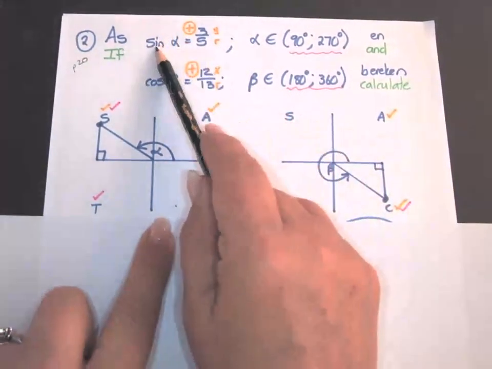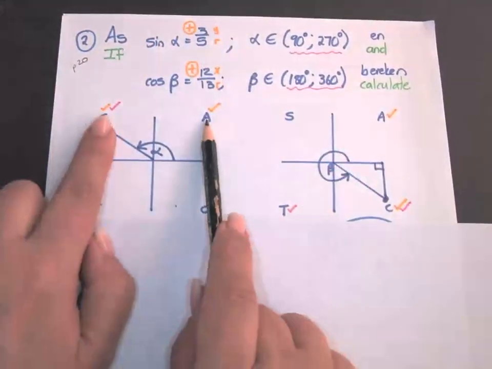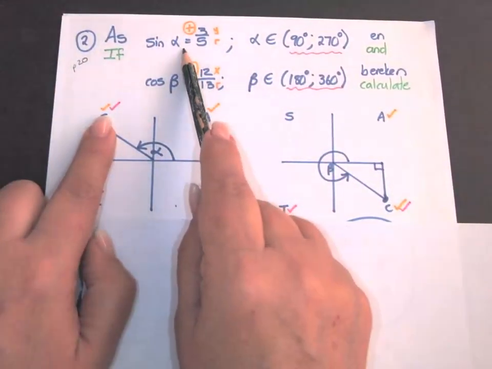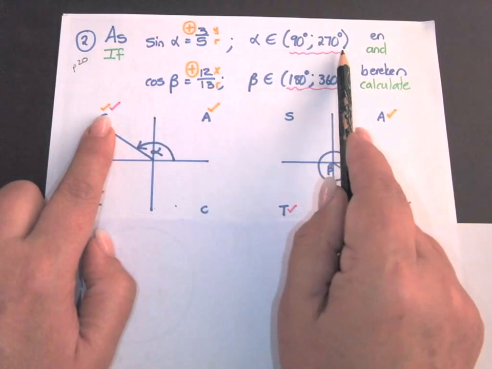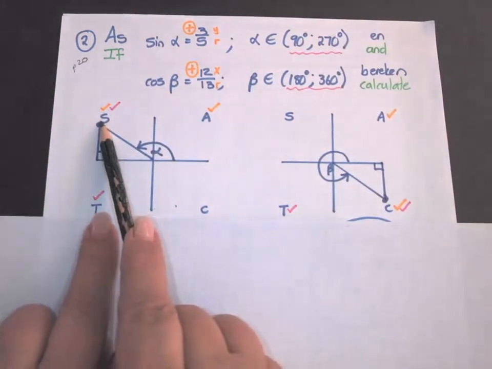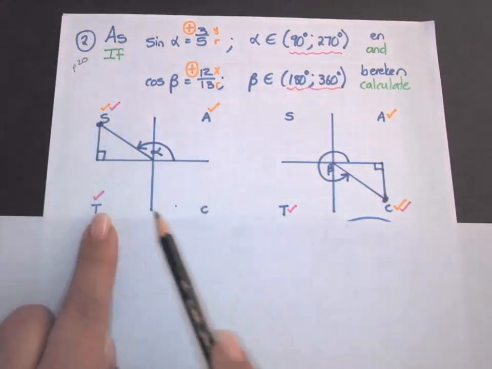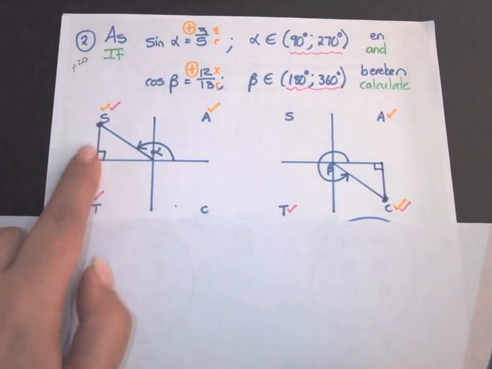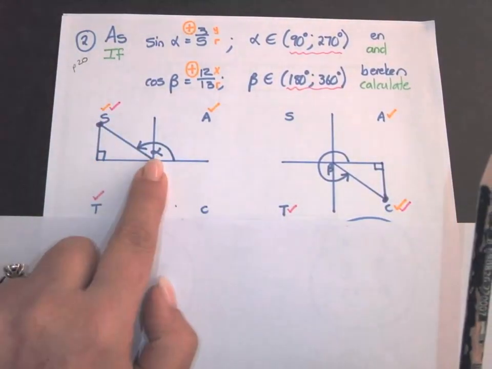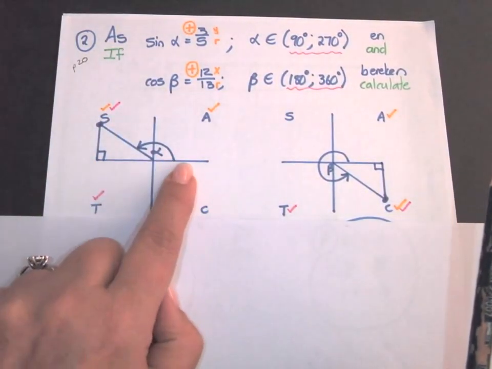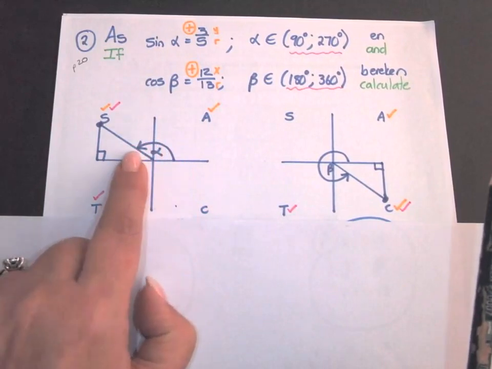First, look where sine is positive, those two. And where is alpha between 90 and 270, those two. The quadrant with the most ticks is where you draw your triangle, and it's an alpha angle. So it's from the x-axis till the hypotenuse.